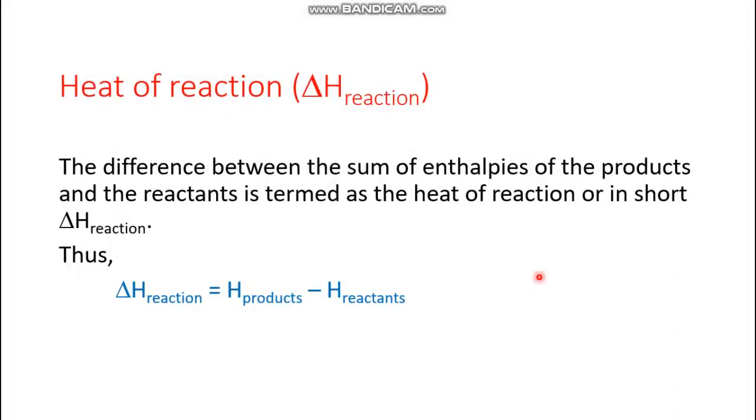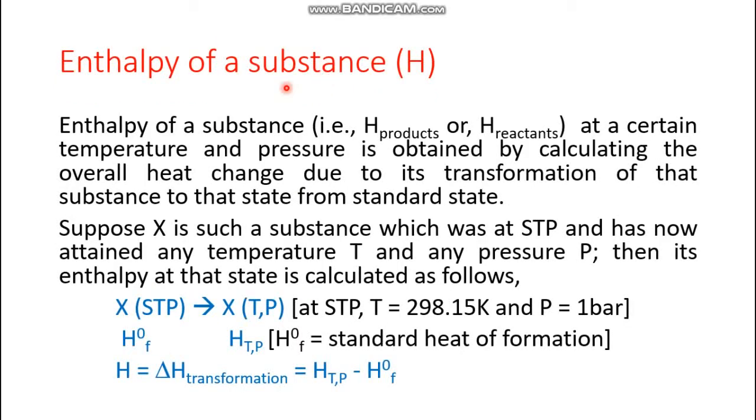Now move on to the terminology, heat of reaction. This is written as delta H reaction in the suffix. The difference between the sum of the enthalpies of the products and the reactants is termed the heat of reaction, or in short, delta H reaction. So simply, the enthalpy of the product minus the enthalpy of the reactant. This is delta H reaction, and the enthalpy of the product as well.